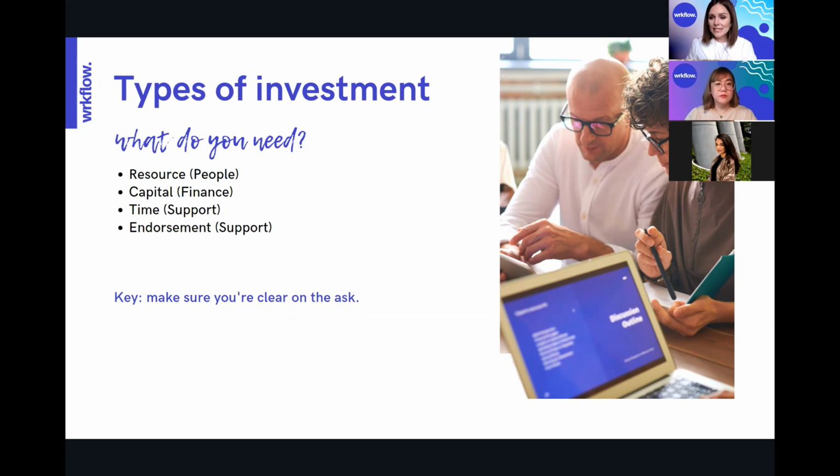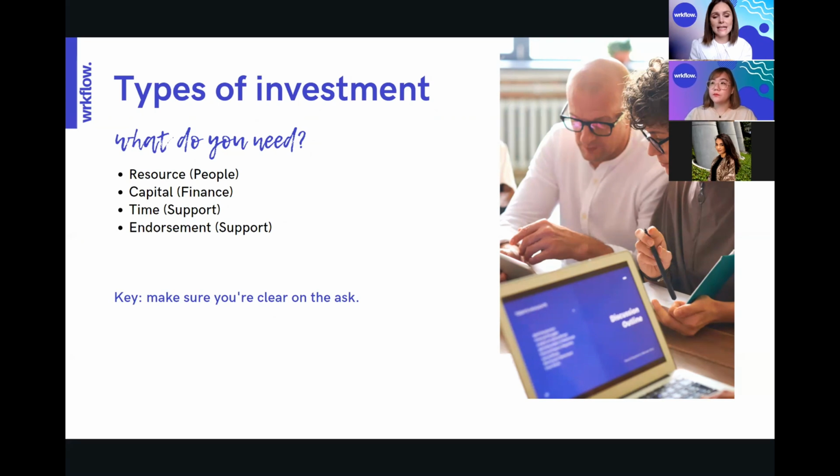Time, so people need to invest time. So whether that's your steering committee, whether that's your resource itself or a cross-functional project team, you need to be very clear on the time that you're expecting from people. And then the last is endorsement. So who do you need at that senior level to endorse your work, and be really, really clear on what does that stakeholder map look like? Who is going to drive the most value for you?